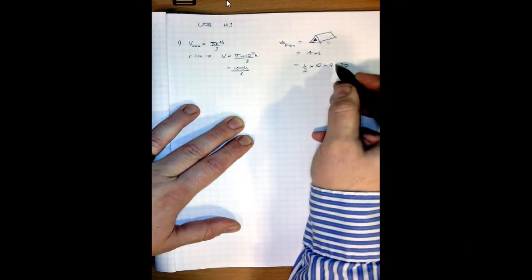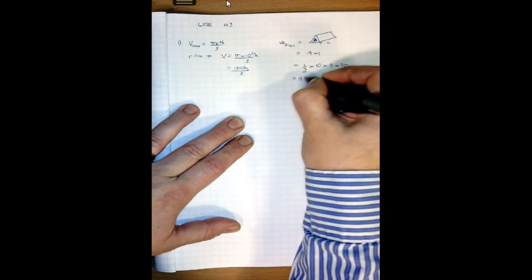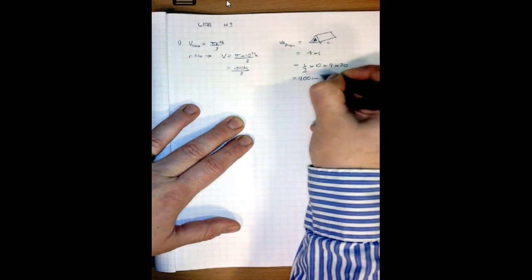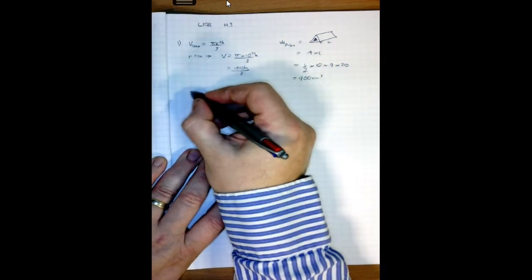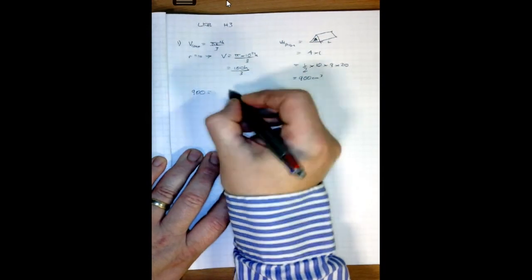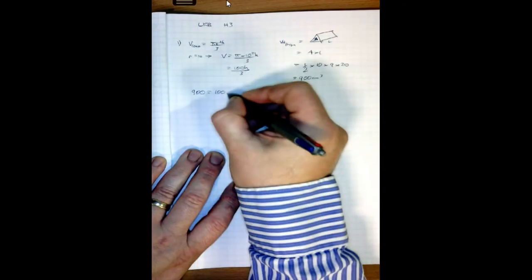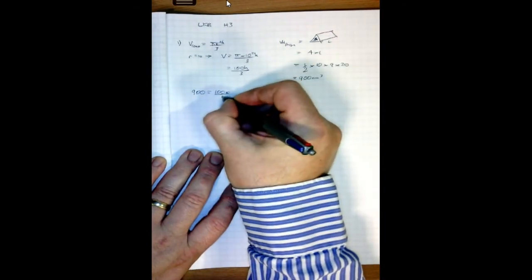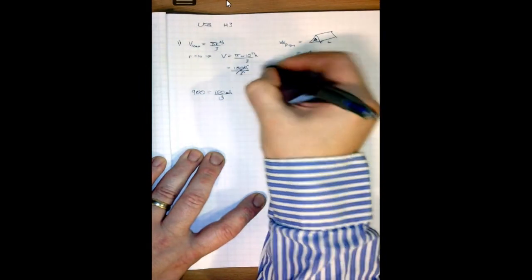Because the volumes are the same, I can set them equal to each other. 900 is 100. I just realised a mistake. 100 pi h over 3. I didn't write my pi there, I'll write it now. Divide both sides by 100. Multiply both sides by 3. 27 equals pi times h.